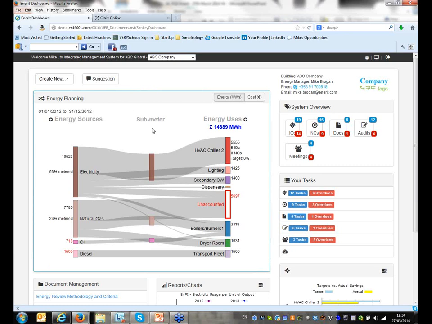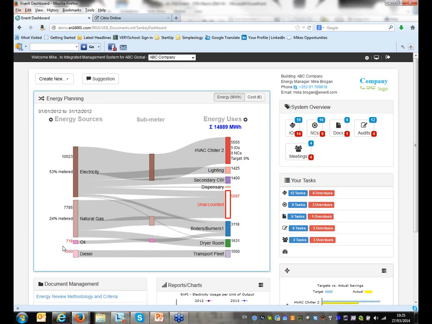And then the main screen that I see, again based on my own preferences, shows my energy planning information and my energy review information, where we have an automated Sankey diagram based on information input into the software, whether through manual entry or through integration with existing metering and monitoring systems. On the left-hand side, you've got your energy sources, which is maybe electricity or natural gas or oil, diesel. And on the right, you've got your energy uses, which is HVAC, chiller, lighting, dispensary, boilers, dryer room, and transport.